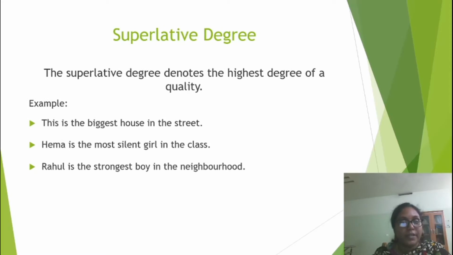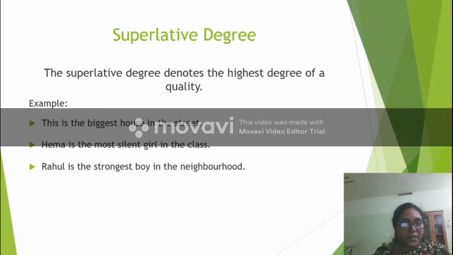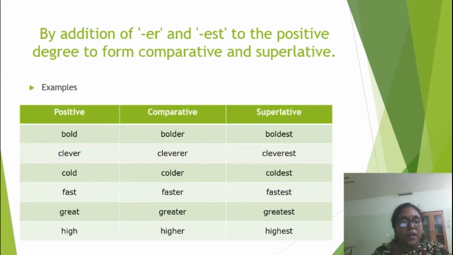In superlative degree, we can see that the highest degree of quality is expressed here. So this is the biggest house in the street. Hema is the most silent girl in the class. Rahul is the strongest boy in the neighborhood. Now, how can we change an adjective or an adverb from positive to comparative and superlative?